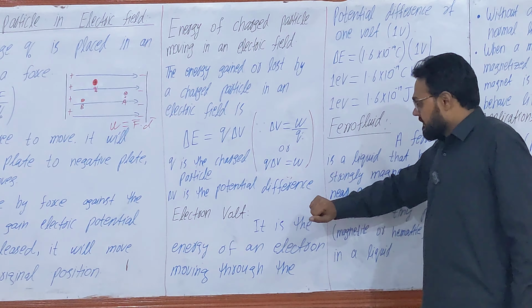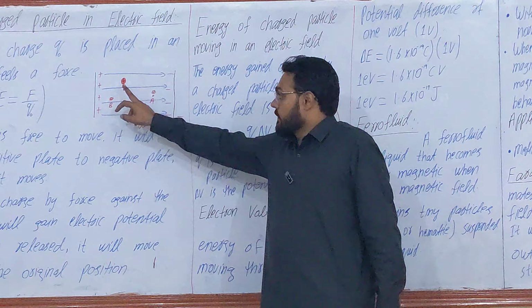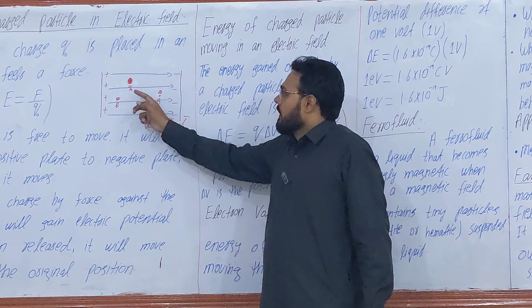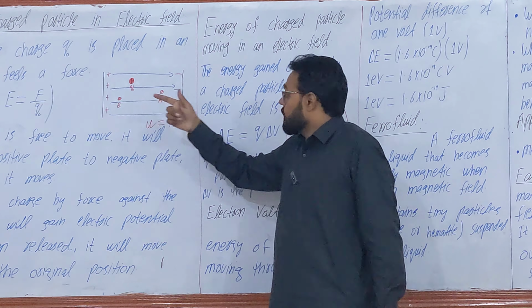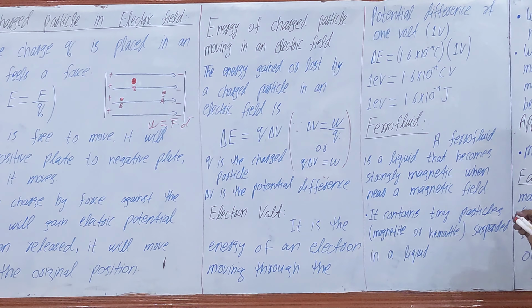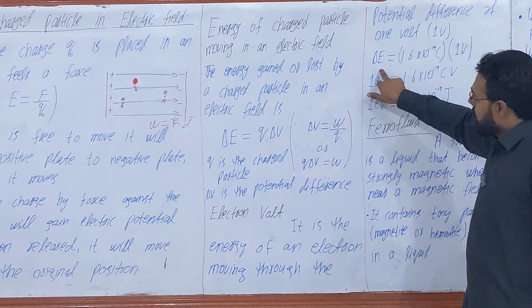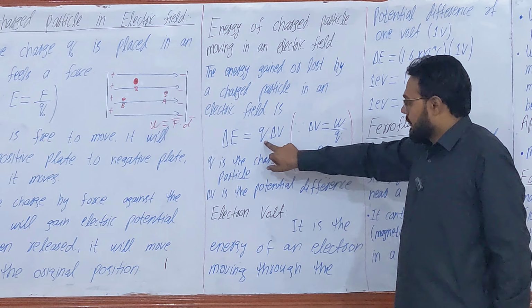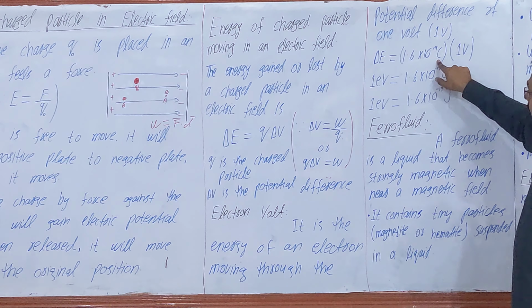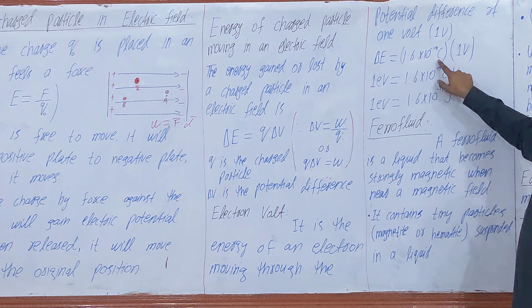What is electron volt? If instead of this positive charge, an electron moves in an electric field of the potential difference of 1 volt, the energy gained or lost by that electron will be 1 electron volt. For example, I am putting the value of charge on electron. The charge of the electron is 1.6 multiplied by 10 to the power minus 19 coulomb, and the potential difference delta V is 1 volt.